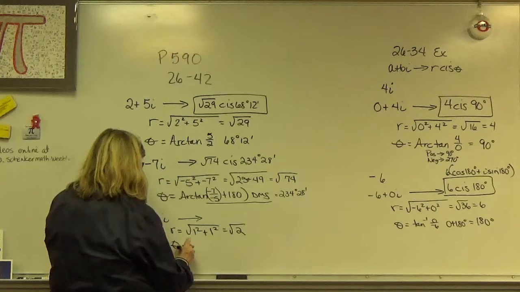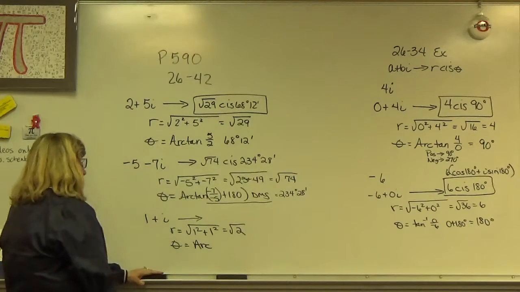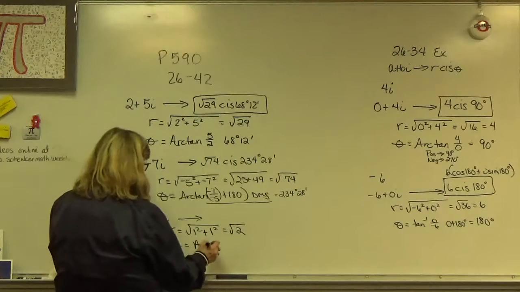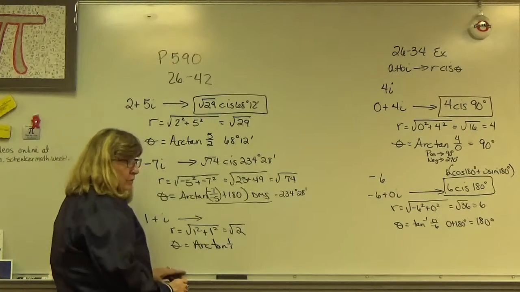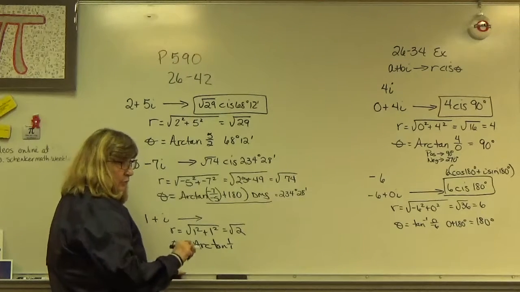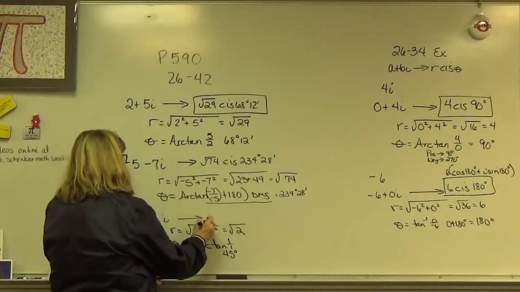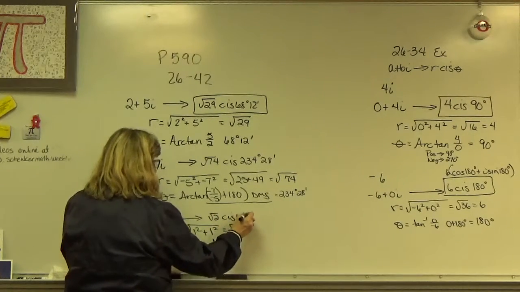Okay? Dalton, what would you do to find the theta? Arc tan of 1 over 1, and that would be 1. So we should know that one. That's 45 degrees, isn't it? Isn't that one of our values? So we'd have the square root of 2 cis of 45.